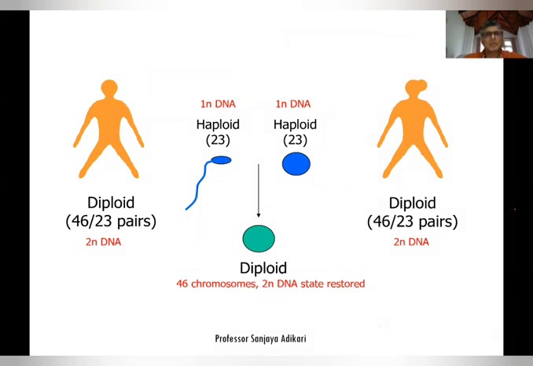So this is what we explained. It starts with 2N DNA, germ cells are 1N DNA, and when they unite, they will form a somatic cell again, which has 46 chromosomes at 2N DNA state. So this 46, 2N DNA state is restored. Okay.